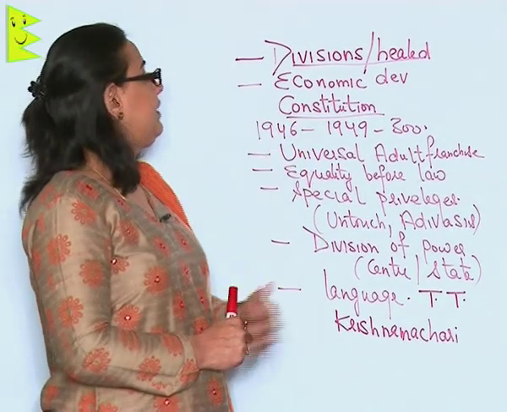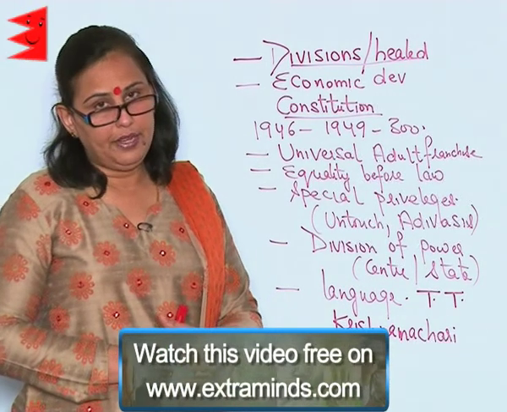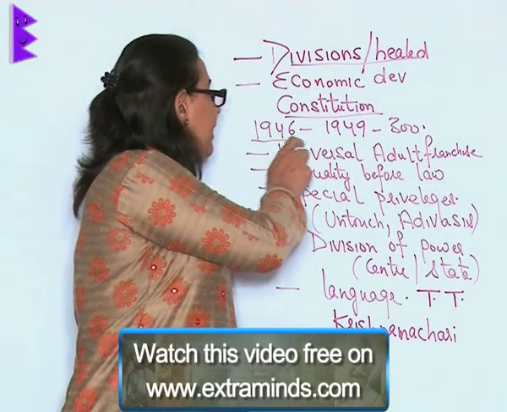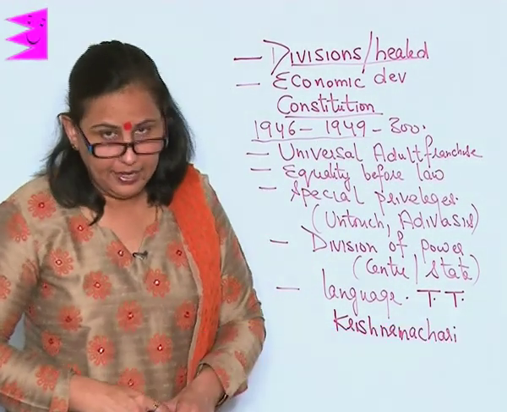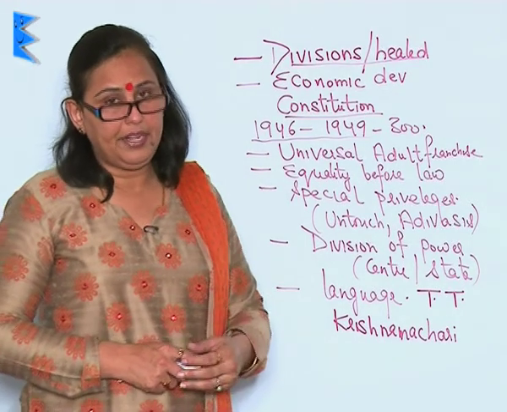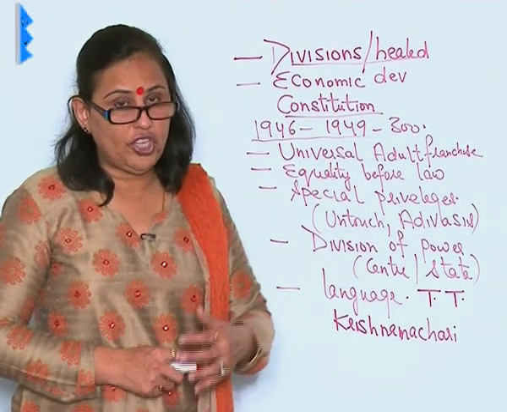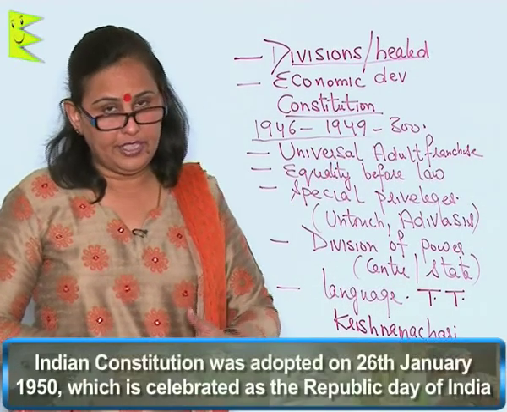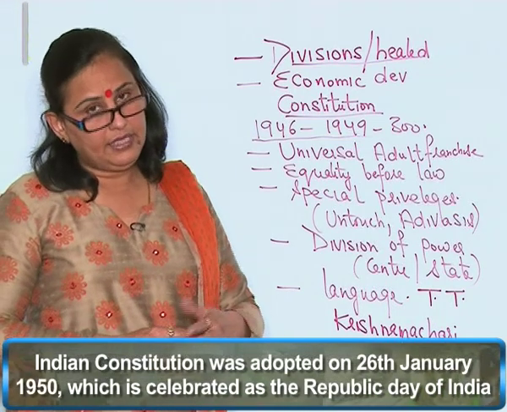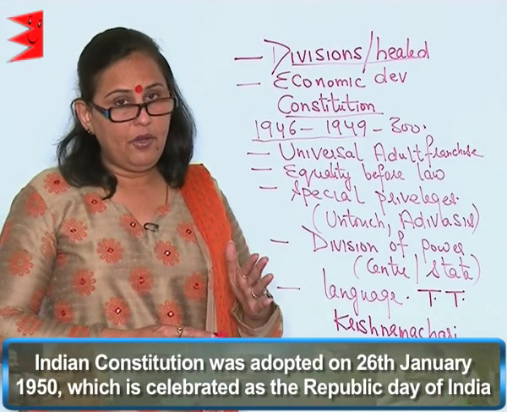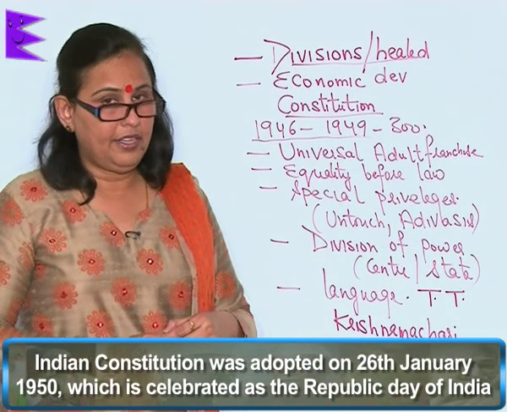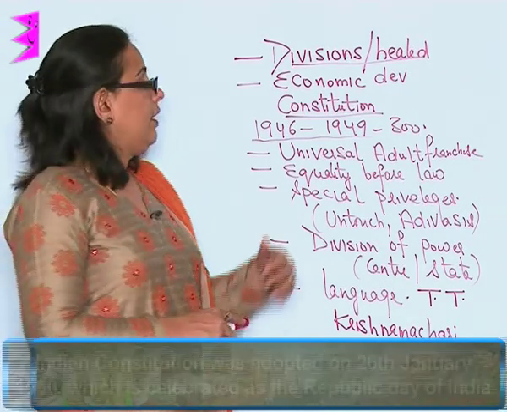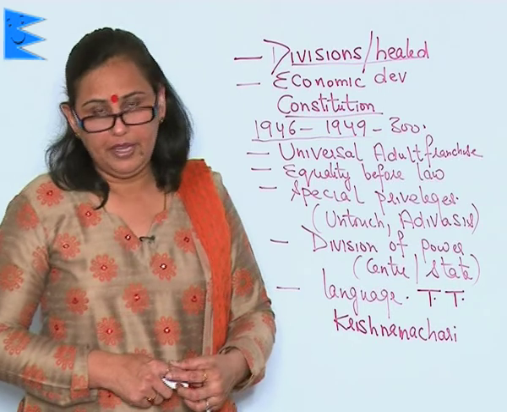Now, let us look at the Constitution of India. After India attained independence, it took 3 years from 1946 to 1949 and some 300 meetings which actually gave the shape of the Indian Constitution. It came into force on 26 January 1950 and since India was made a republic, therefore, that day every year in the history of India is celebrated as the Republic Day of India. Now, let us look at the features of the Indian Constitution.